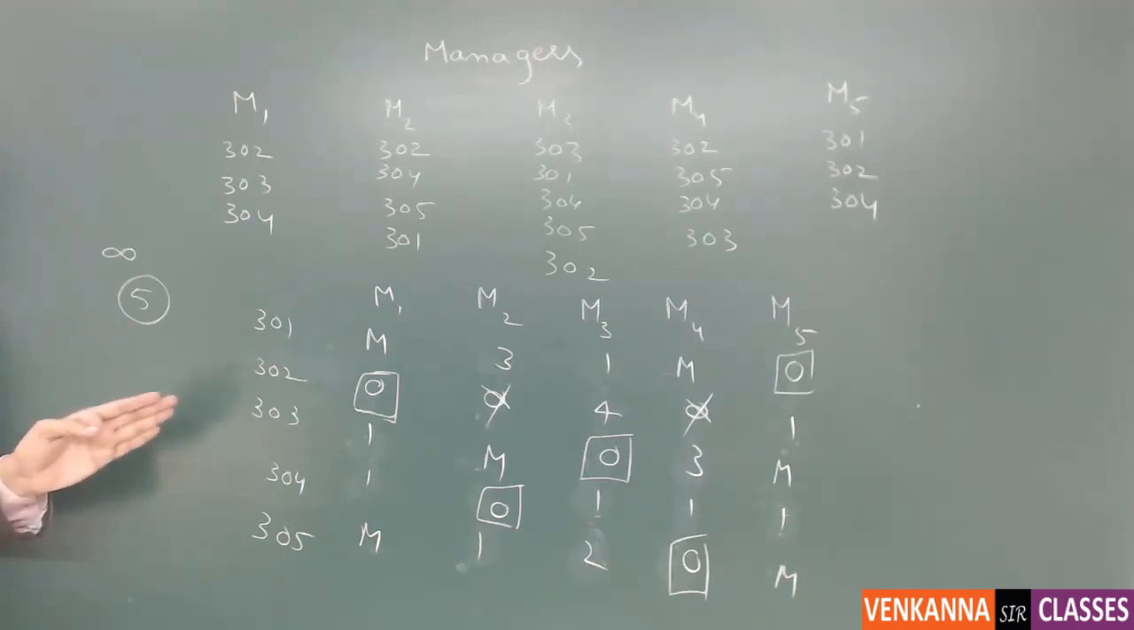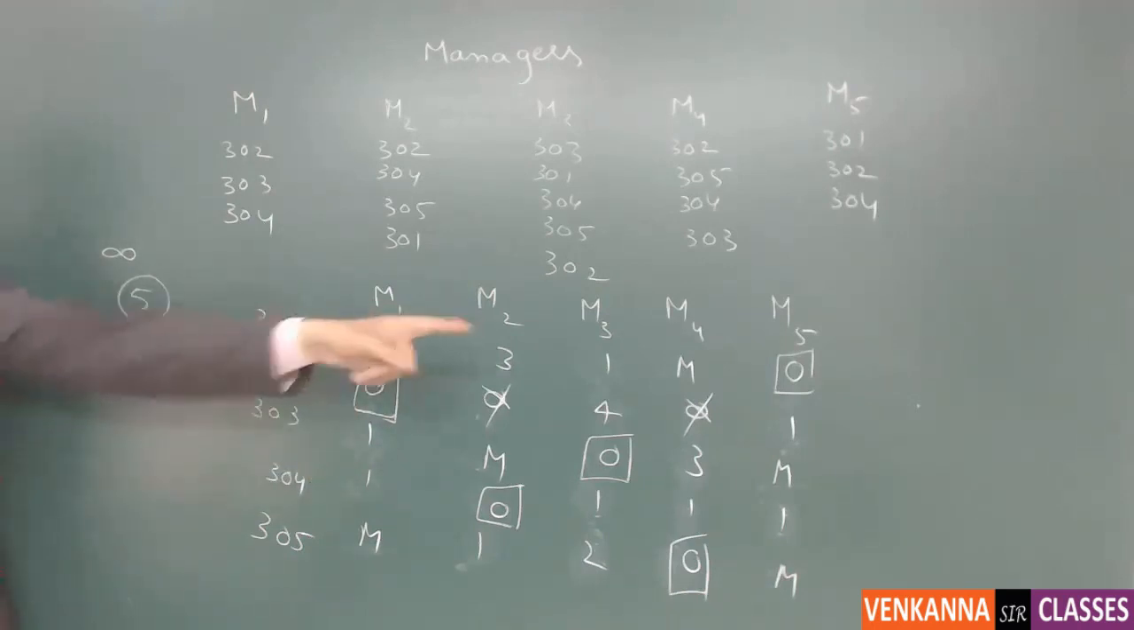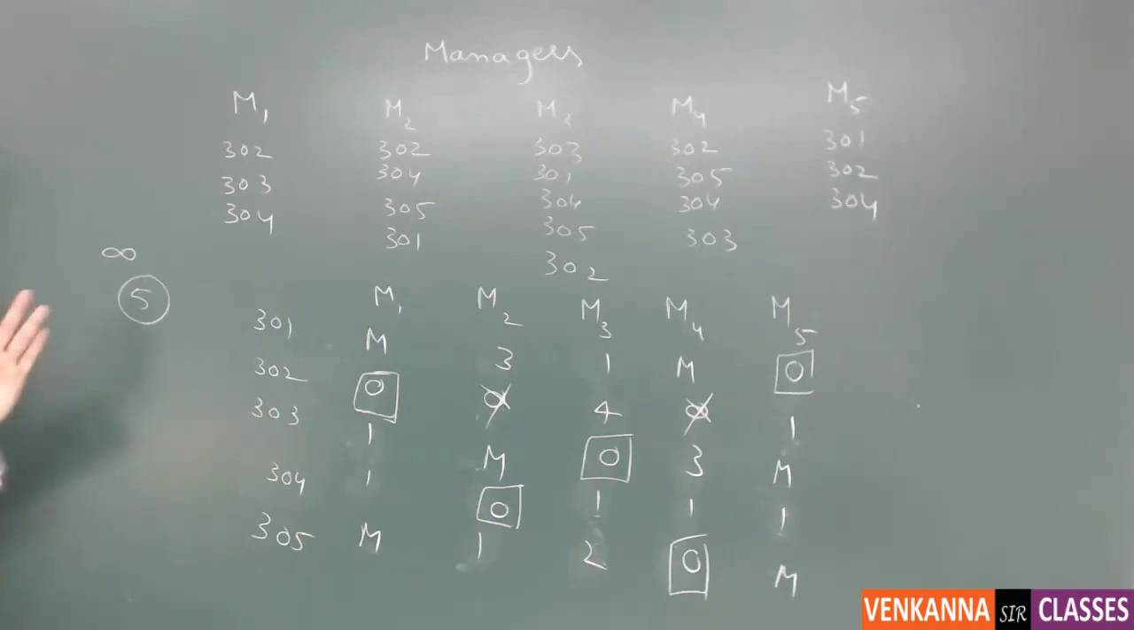So from this we can conclude that manager 1 takes 302, manager 5 takes 301, like that. This is the optimal assignment at the end. This is one model we will do in the assignment problem. Fine. Is the concept clear? Any more clarity you need over this?